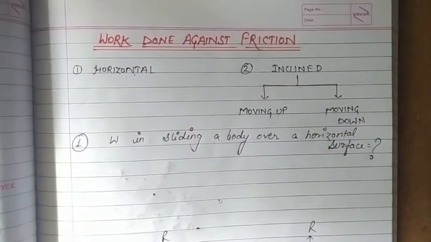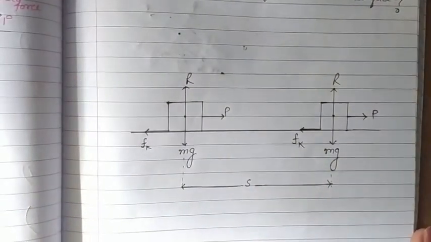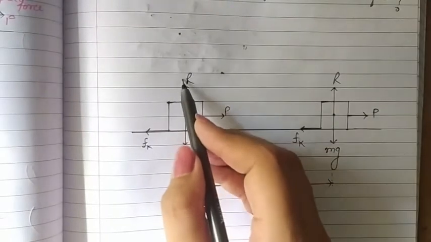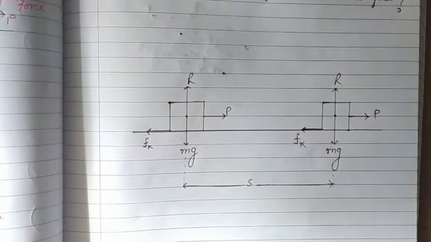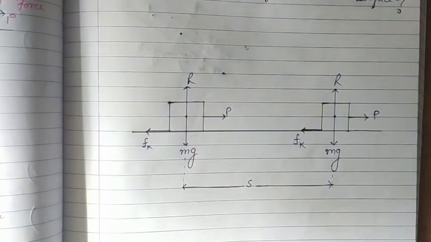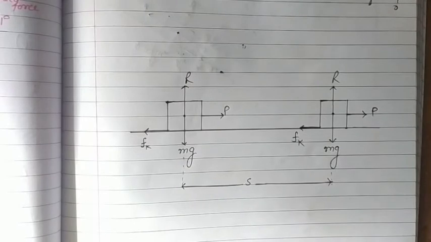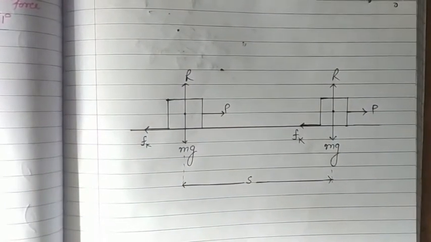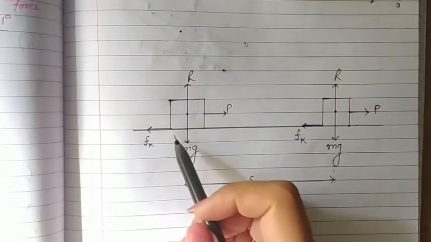Now for this case I have considered a block of mass m, or I can say it has a weight of mg, which is balanced by the normal reaction of this horizontal surface, capital R. And if a force P is applied on that object due to which it starts moving towards right, then a kinetic friction Fk also acts on that object opposite to the direction of P, that means towards the left.